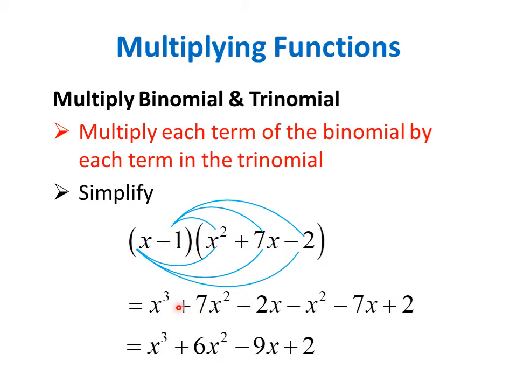We can simplify this expression by combining the similar terms. So we only have one x cubed term. So we copy x cubed. Okay, then we can combine the x squared term. So we have positive 7x squared minus x squared, that is plus 6x squared. How about the x terms? Negative 2x minus 7x, that is negative 9x. And we only have a single number. So that is plus 2.